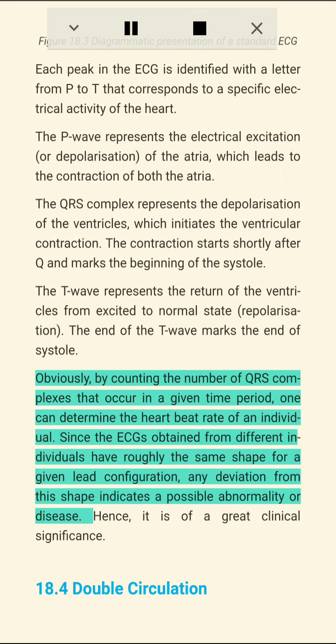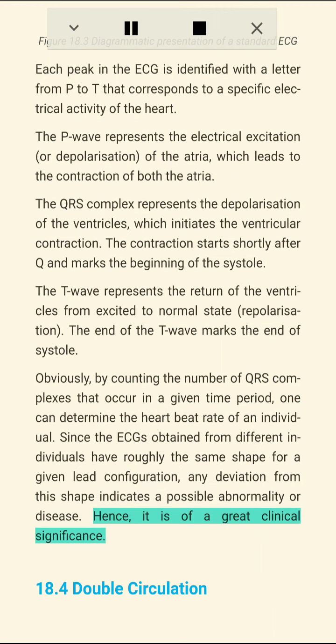Obviously, by counting the number of QRS complexes that occur in a given time period, one can determine the heartbeat rate of an individual. Since the ECGs obtained from different individuals have roughly the same shape for a given lead configuration, any deviation from this shape indicates a possible abnormality or disease. Hence, it is of great clinical significance.